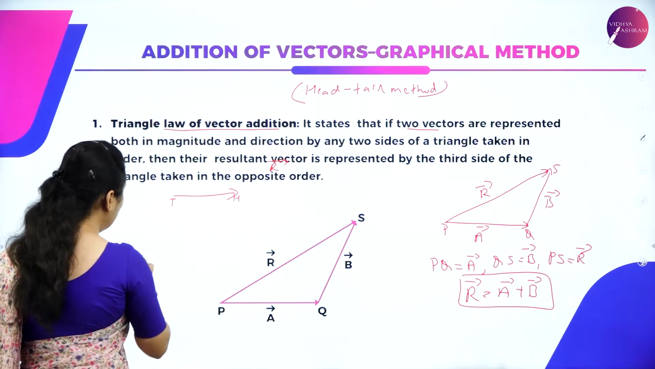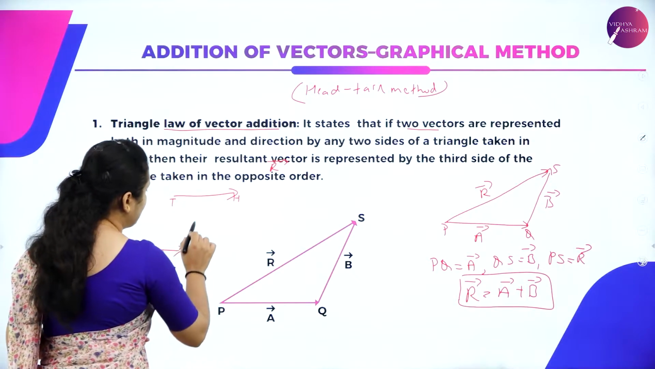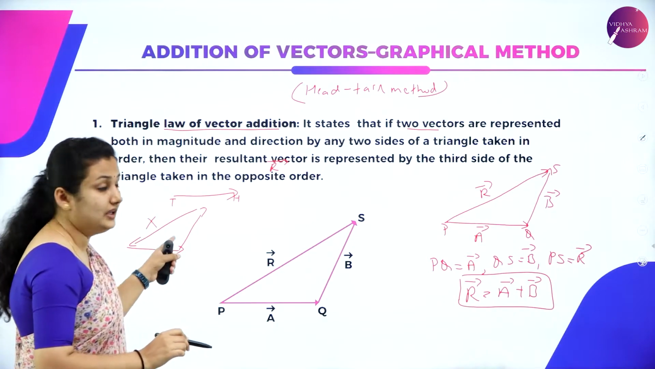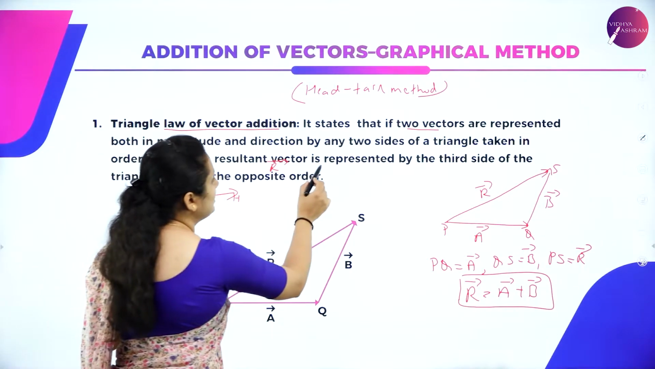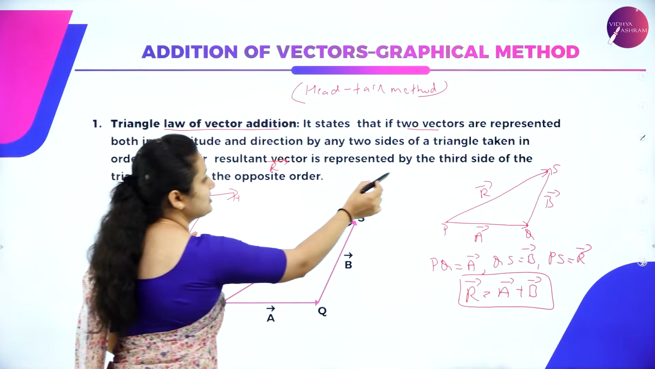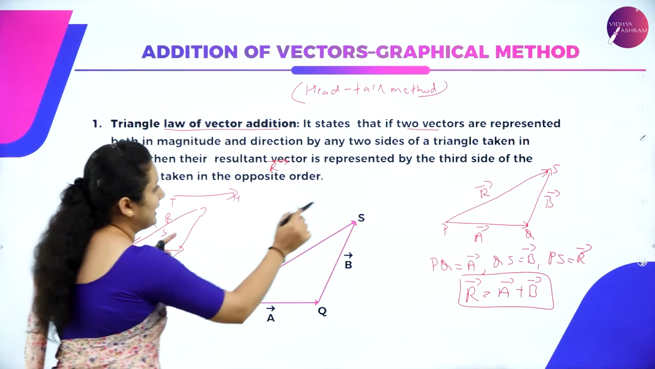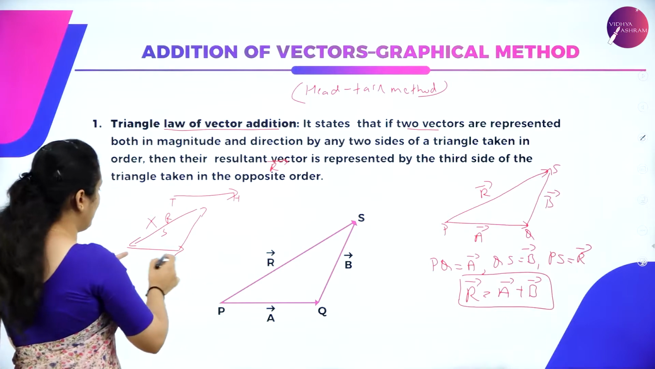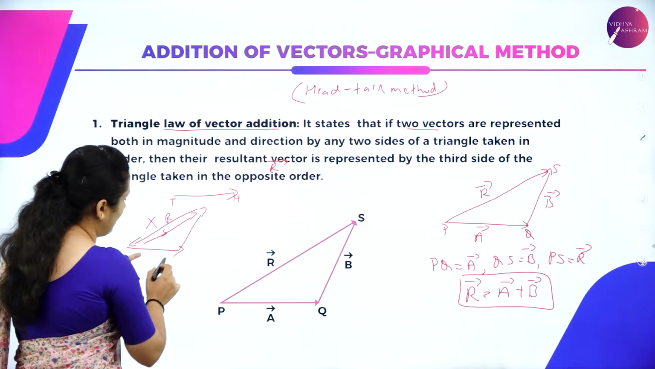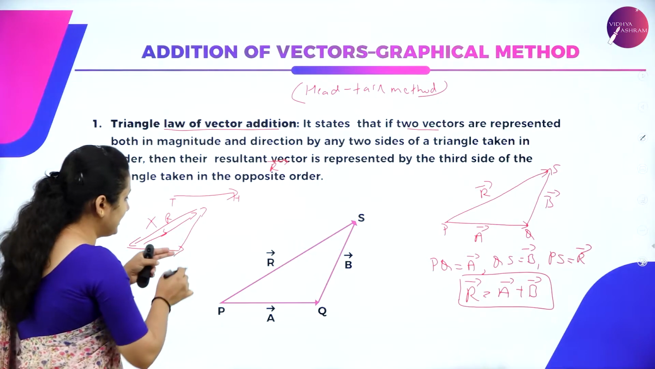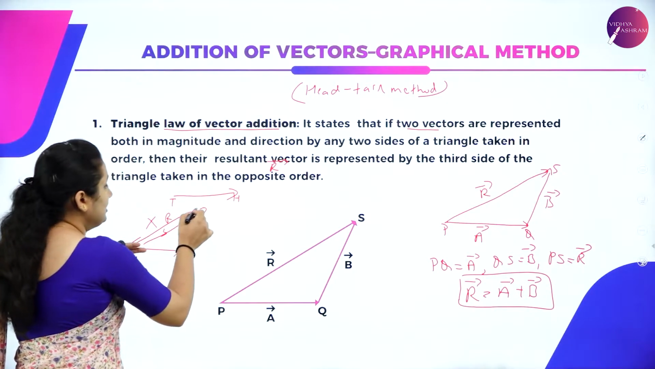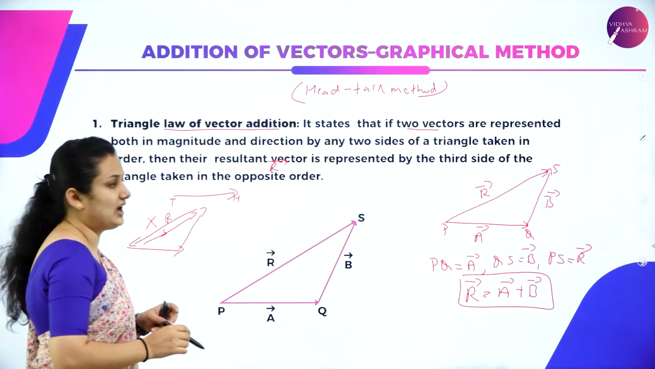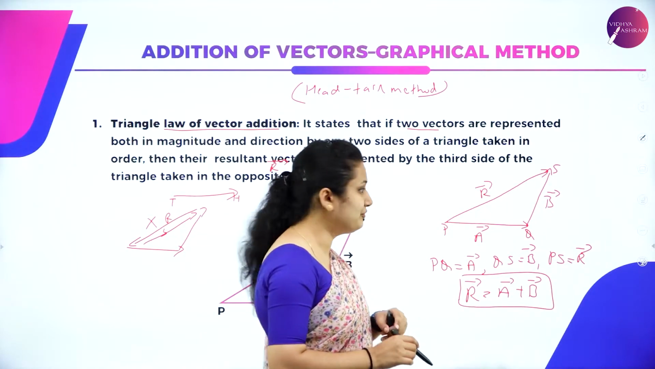For example, if you have a triangle in this direction and in this direction, and if you draw the line again in the same direction, this is wrong. Why? The triangle law says that the resultant vector is represented by the third side of the triangle taken in the opposite order. So instead of representing it in the same way towards down, we should represent it in the opposite direction. So that is your triangle law of vector addition.